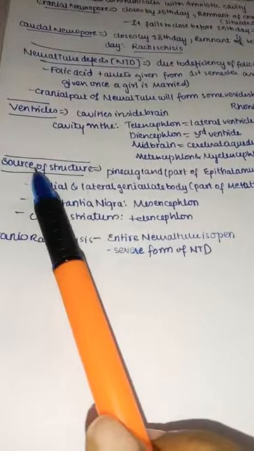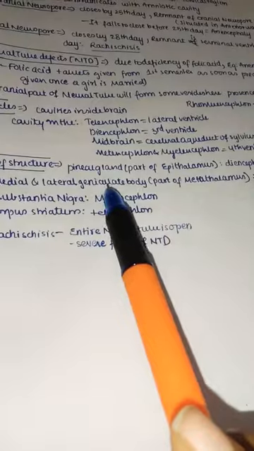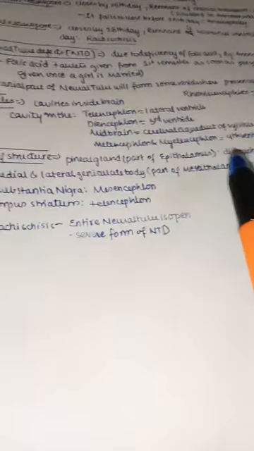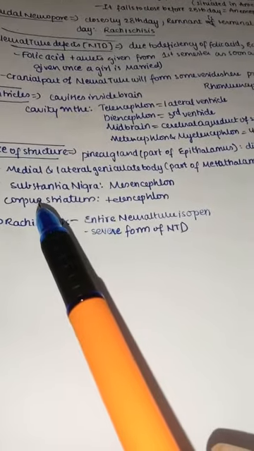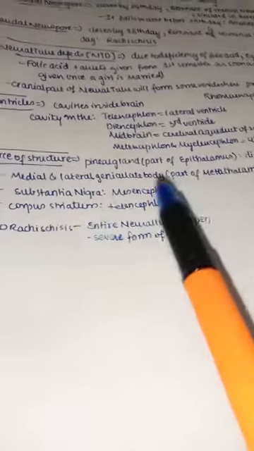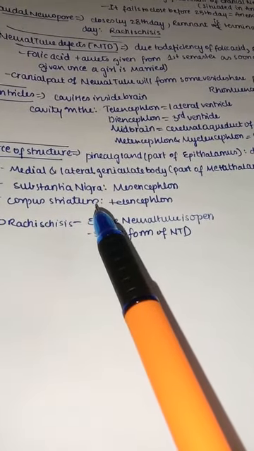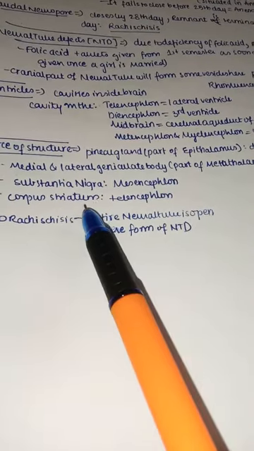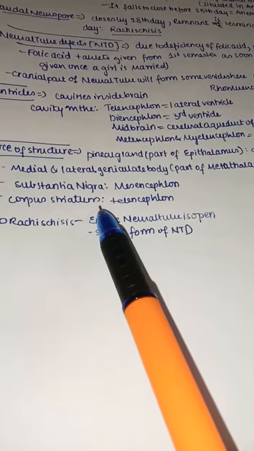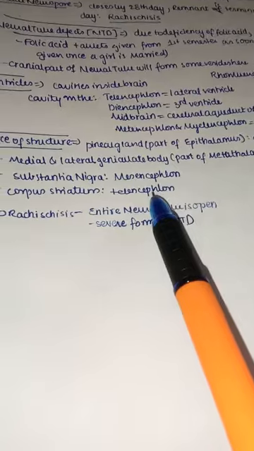Next, coming to the source of structures. The pineal gland is also part of the epithalamus. Of course it is from diencephalon, because all thalamus parts are derived from diencephalon. The medial and lateral geniculate bodies, which are part of the metathalamus, are also from diencephalon. Substantia nigra, we know, is the black colored part present in our midbrain, so it is from mesencephalon. Corpus striatum and cerebrum, as we already discussed, are from telencephalon.